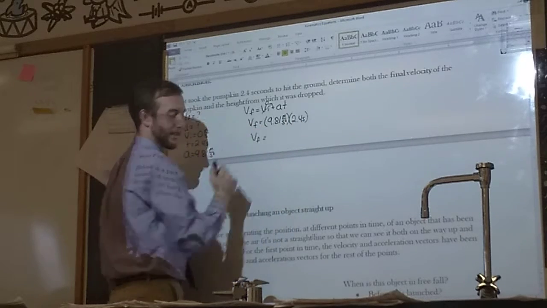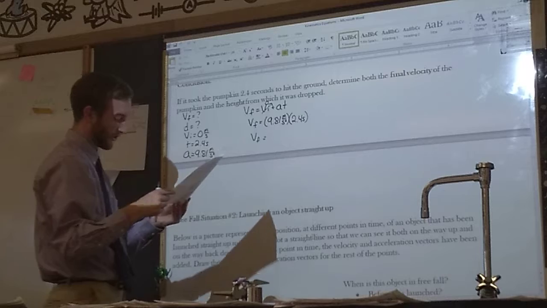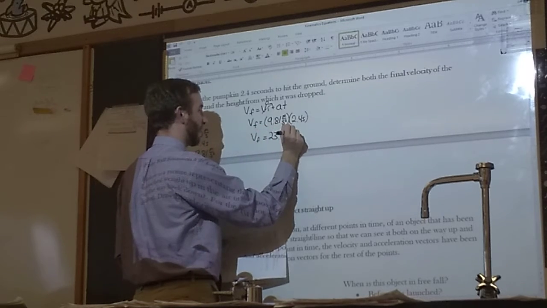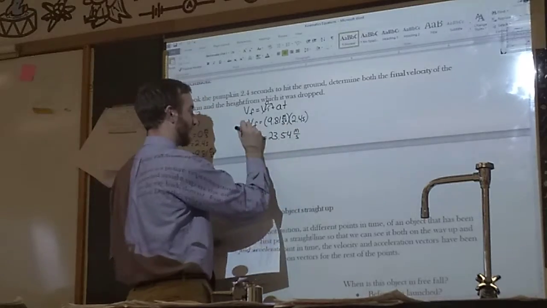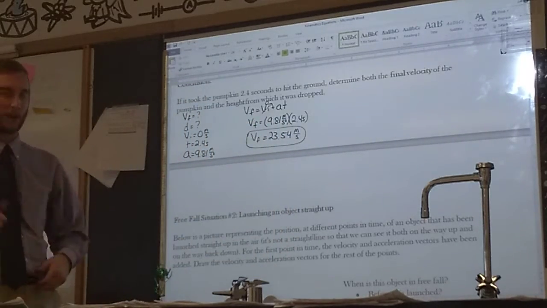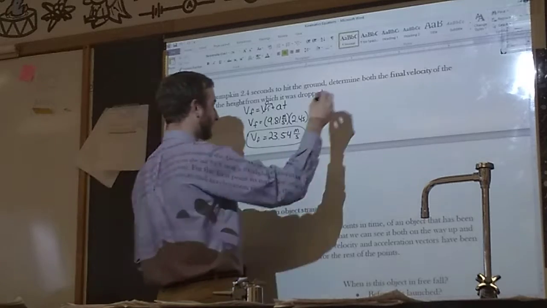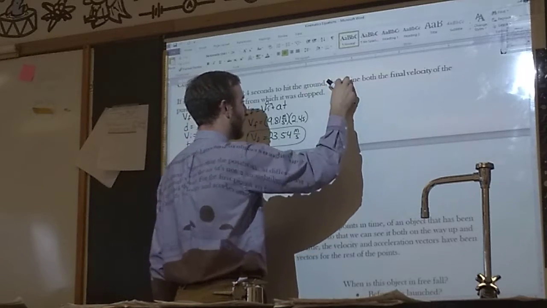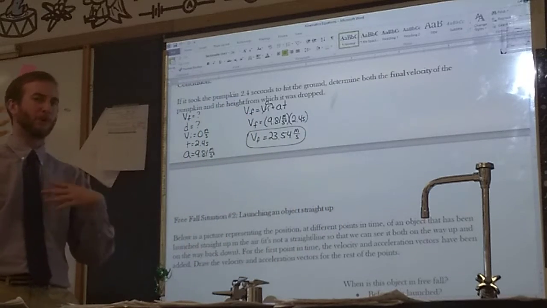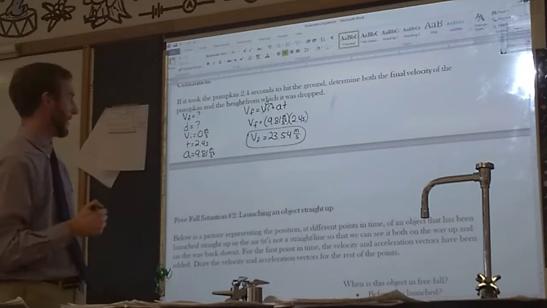And if you calculate that out, you should end up with an answer, or a final speed, of 23.54 meters per second. That is the final speed right before the pumpkin hits the ground. Okay, just before. We don't usually take into account the speed when the pumpkin is on the ground, because at that point the pumpkin's undergone a different acceleration.